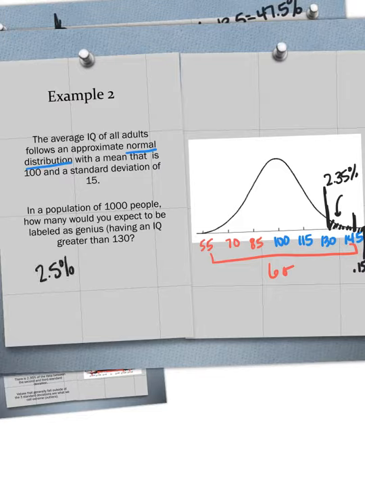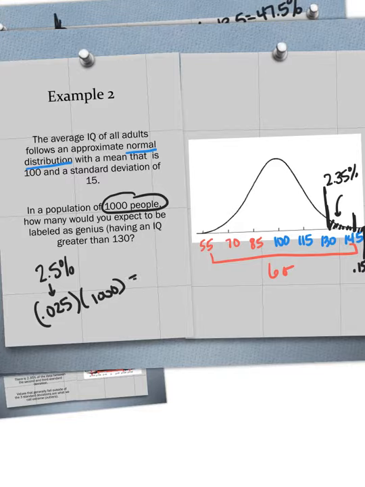But it's 2.5% of the 1,000 people. And when you do that math, you're going to convert this to a decimal, so it's 0.025 of 1,000. And we get a total of 25 people. So out of 1,000 people, we can expect 25 of them to be genius.